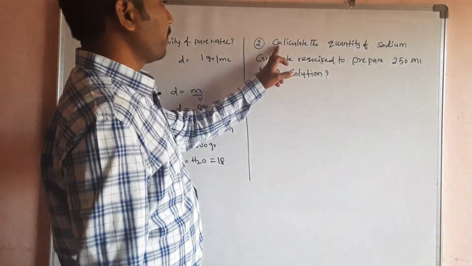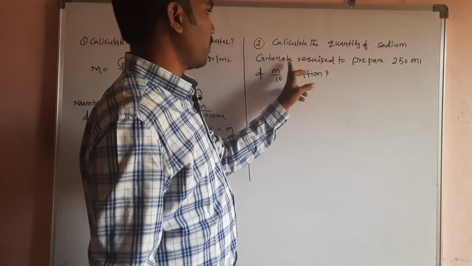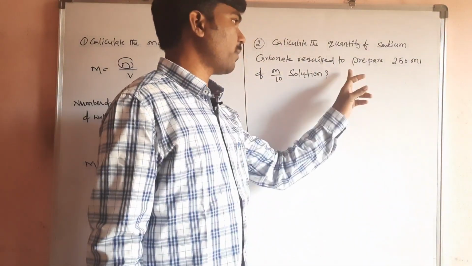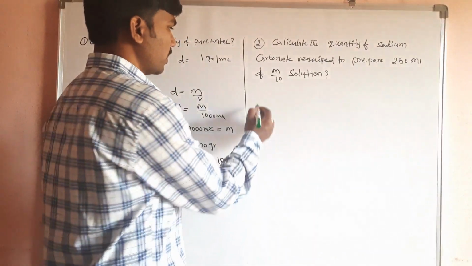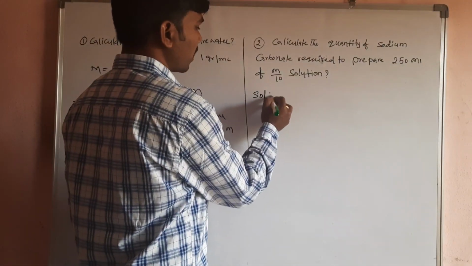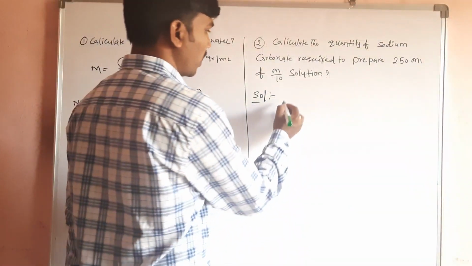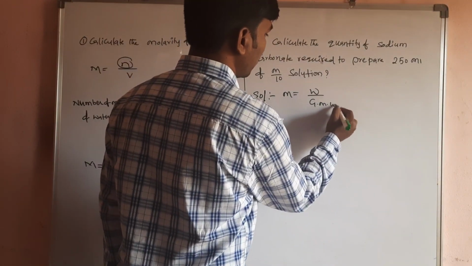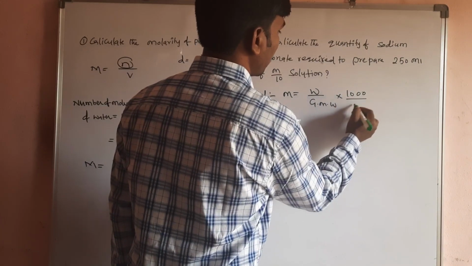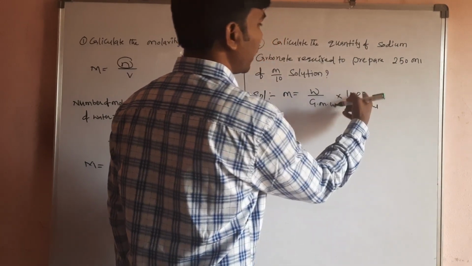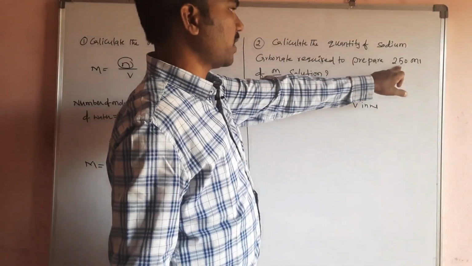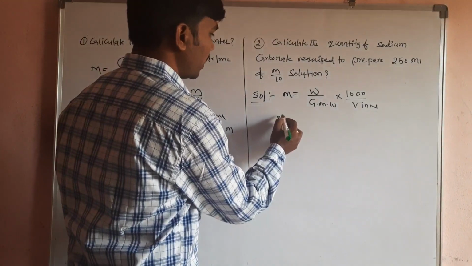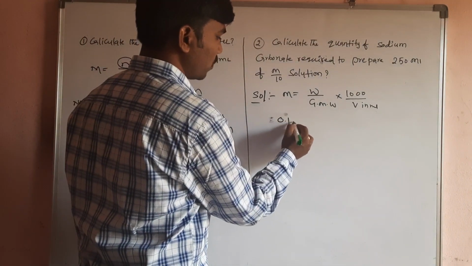Next question: calculate the quantity of sodium carbonate required to prepare 250 ml of M/10 solution. This question is very simple. Just write the molarity formula: molarity is equal to weight by gram molecular weight into 1000 by V in ml. Here the volume of solution is clearly mentioned as 250 ml, and the molarity is given as M/10, which means 0.1.